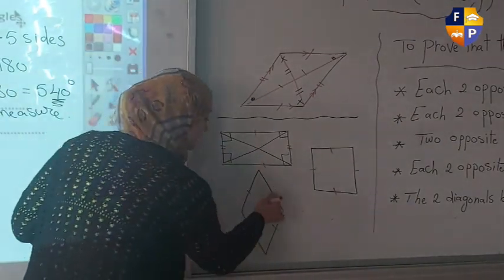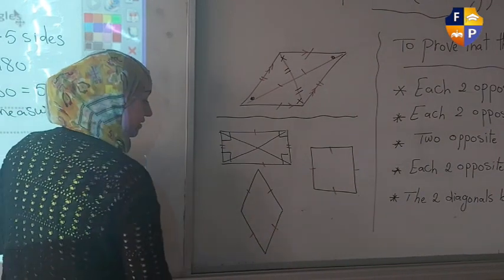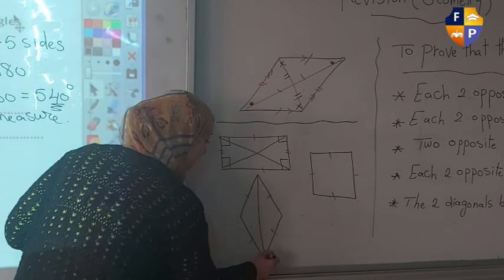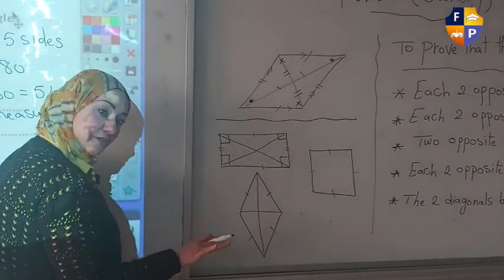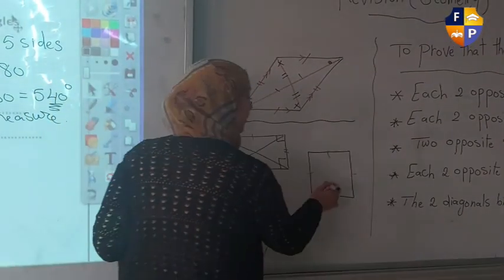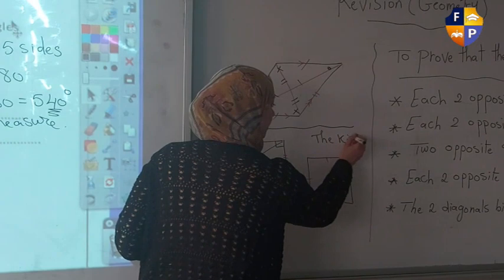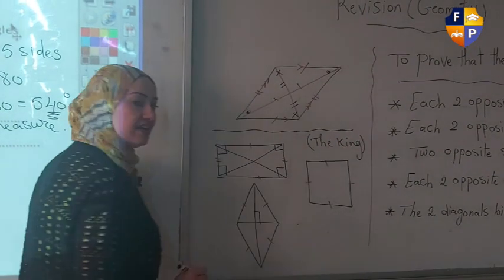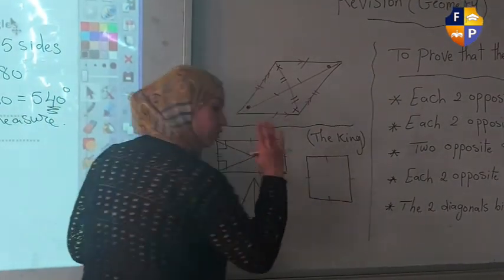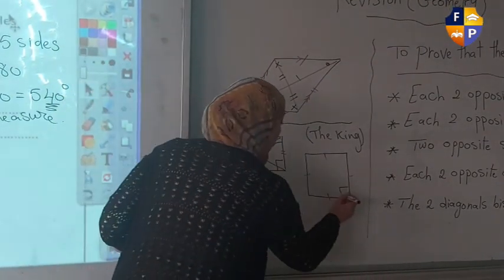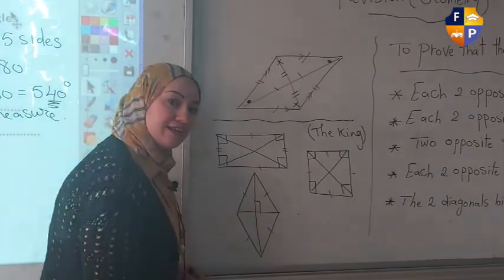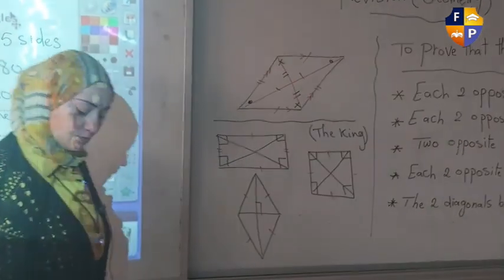And here the 4 sides are equal. In the rhombus, the 4 sides are equal, and the two diagonals bisect each other, of course, and are perpendicular. And here, my king, the square, because it has all the properties of quadrilaterals. It has 4 equal sides and 4 right angles, and its two diagonals are equal in length and perpendicular.